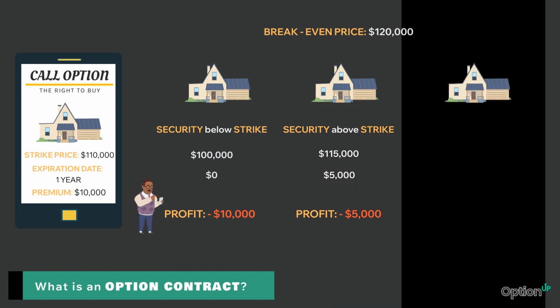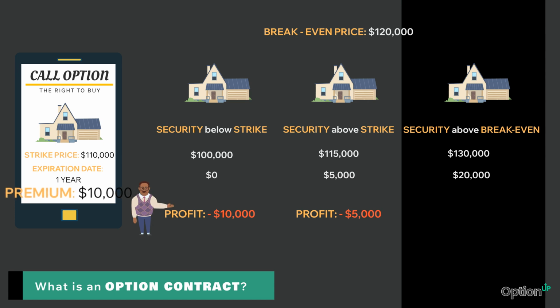In the third scenario, the value of the security is greater than the strike price and the premium value combined, meaning that it is above the break-even price. The house today is worth $130,000, so the value of the option is $20,000. After subtracting the initial investment of the $10,000 premium they paid for the option, the holder's net profit is $10,000, 100% of their initial investment.